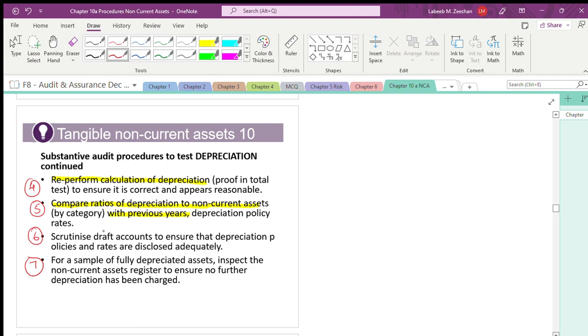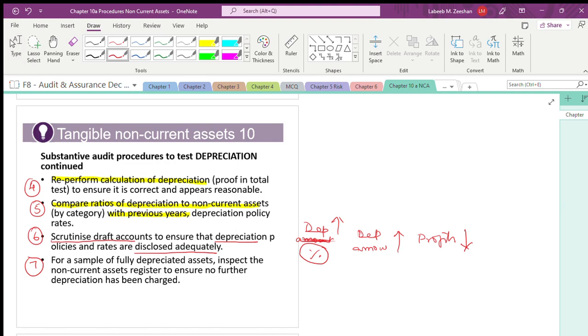Scrutinize accounts to ensure that depreciation policies and rates are disclosed adequately. See what happens if the depreciation percentage is increased: the depreciation amount will increase. If the depreciation amount increases, what will happen? Profits will decrease. This is the linkage. That is the reason depreciation is so crucial, so sensitive with respect to non-current assets.